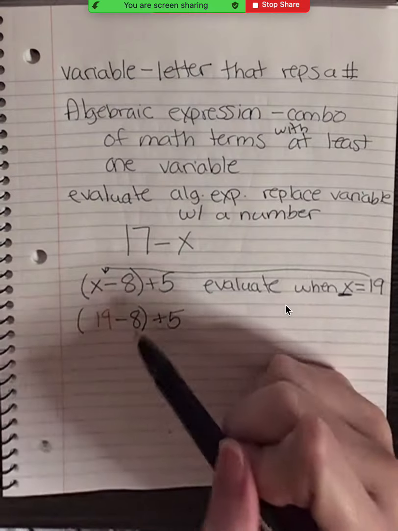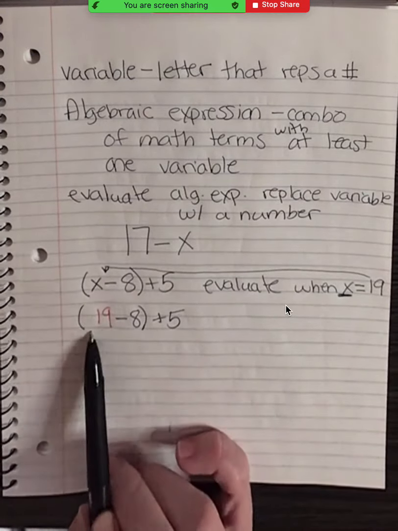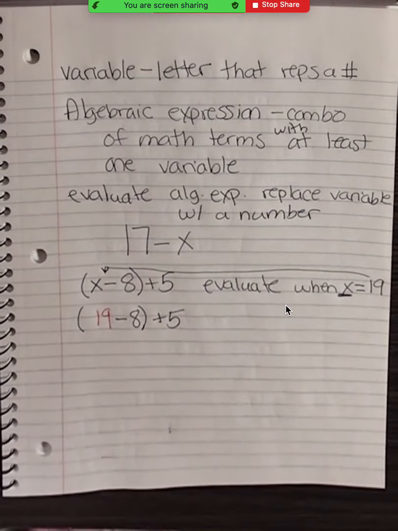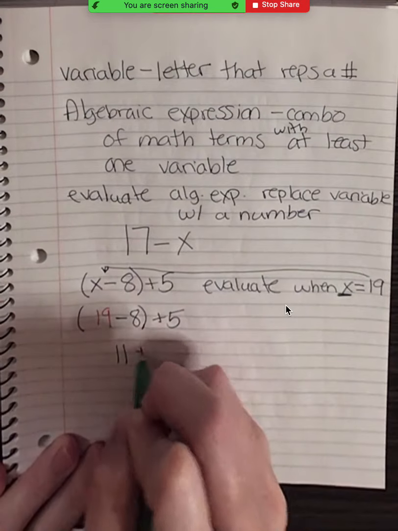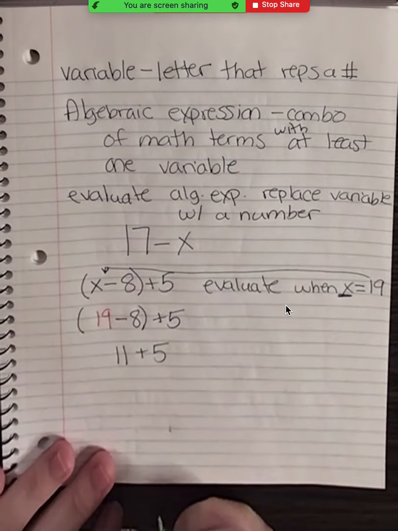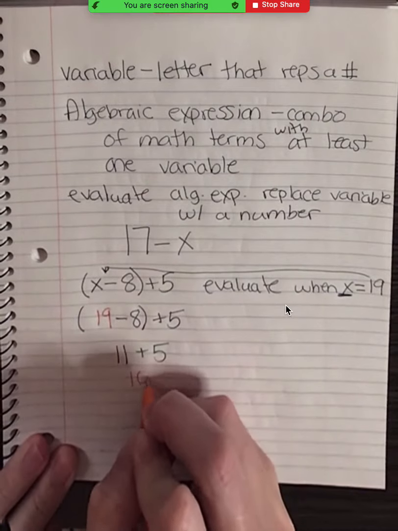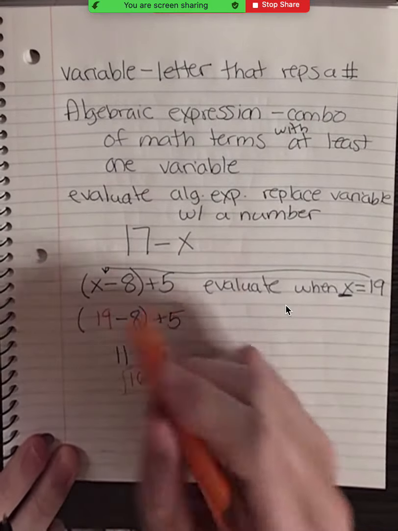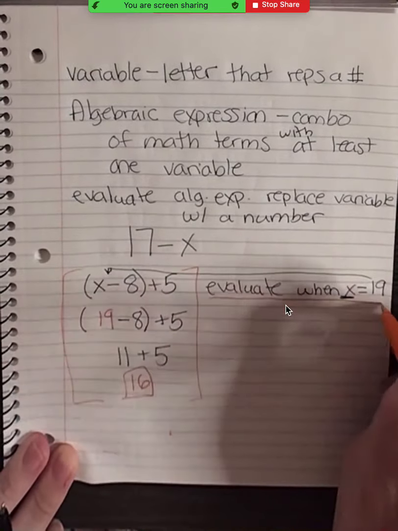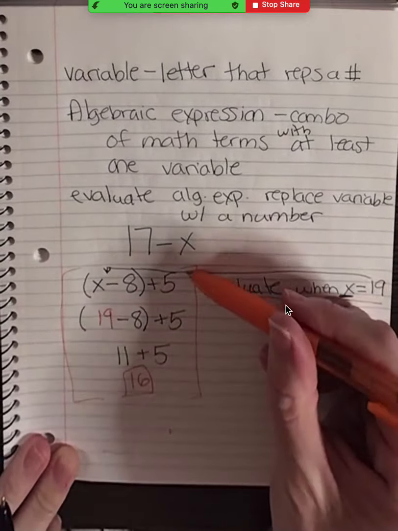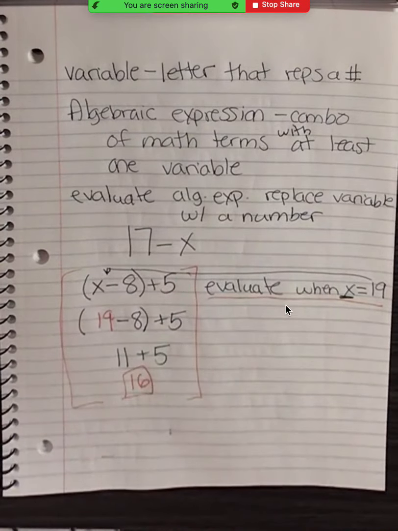Now that it's numbers, we can do what we did on the last problems. Okay, well 19 minus 8 is in parentheses, so we're going to do that first. And 19 minus 8 is 11. And then 11 plus 5 is 16. So when you're doing homework, this is kind of what I would like to see. You don't need to write all of this out, okay? Write the original problem, then plug your number in, and then perform your indicated operations, okay?